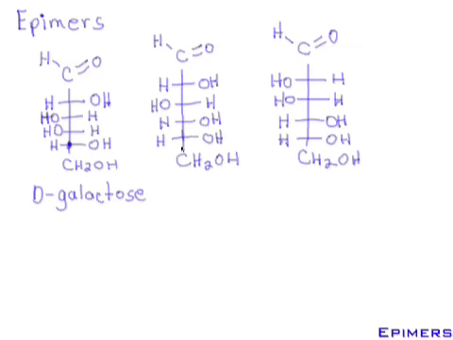What is the middle one? Well, all the OHs are on the right for the chiral centers except the second one, and in that case you have D-glucose. And the first 2 chiral centers are to the left, the second 2 are to the right, you have D-mannose.